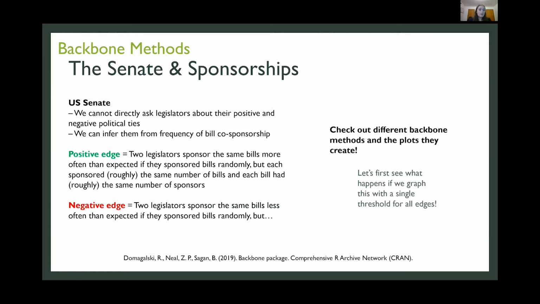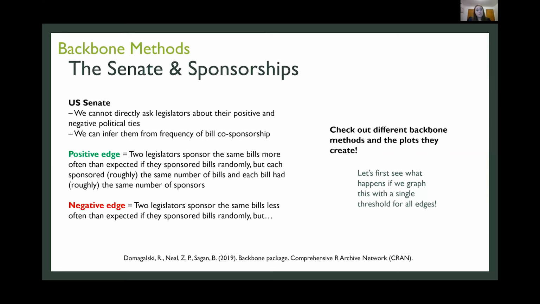So when we do a backbone here, if we use a backbone method, we apply some threshold. We're going to see positive edges if 2 legislators have sponsored the same bills more often than we would expect at random, when we either fix the number of bills that they sponsored, or it's roughly fixed, and fix the number of people that sponsored each bill, or it's roughly fixed. And same thing with negative. They'll have a negative edge between 2 senators if they've sponsored the same bills less often than we would expect under one of these random set of circumstances.